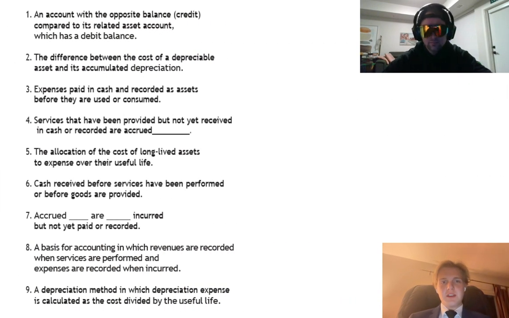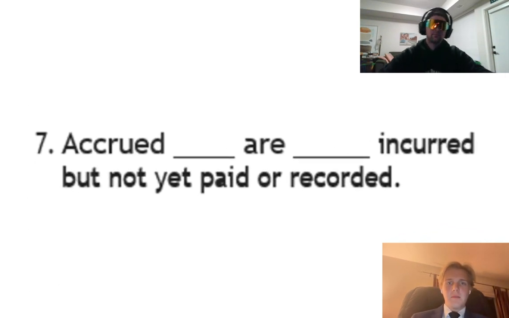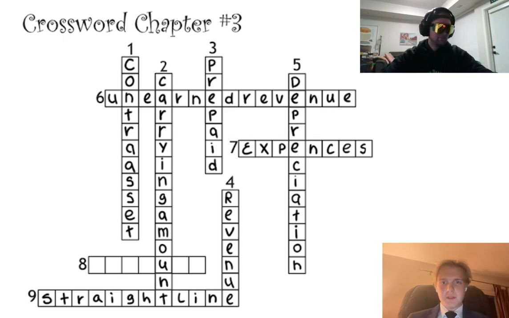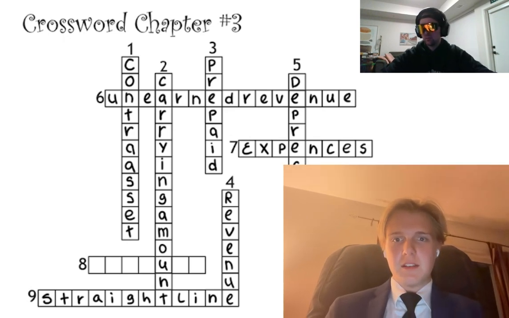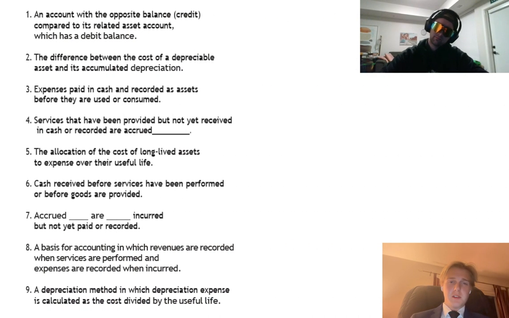Next question says, accrued blank or blank incurred, but not yet paid for or not yet recorded. Is this accrued expenses? Precisely. Accrued expenses are expenses that a company has incurred but has not yet paid by the end of the accounting period. They are recorded as liabilities on the balance sheet and typically include items like wages or utilities. So we are just recognizing the amount we owe without immediately taking action. That's correct.